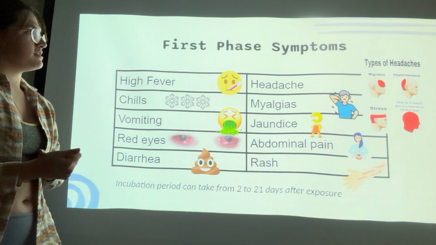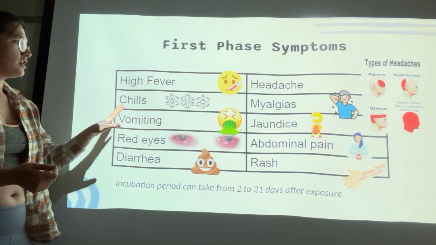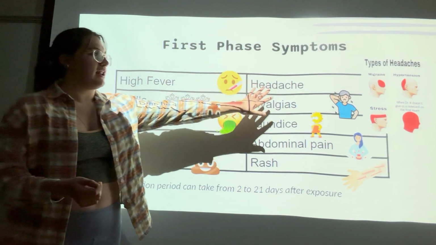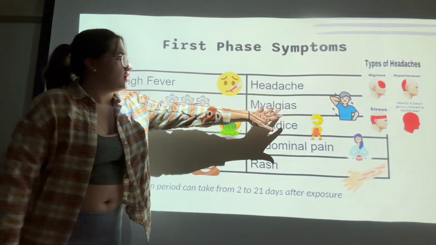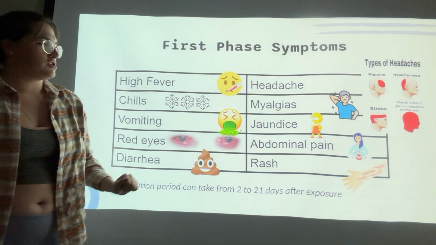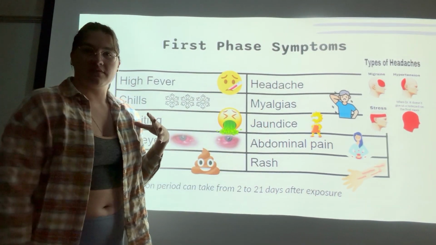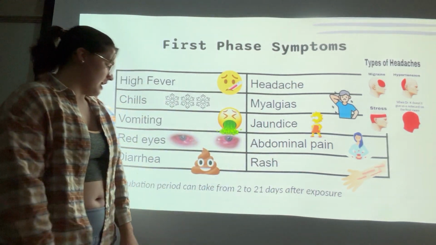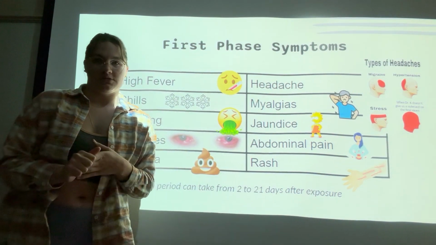So just some common symptoms of the first phase of leptospirosis. You can have high fever, chills, vomiting, red eyes, diarrhea, headache, which this picture over here shows perfectly, myalgias, which is just like muscle aches, jaundice, which is yellowing of the skin and eyes, abdominal pain, and a rash. And the incubation period can take from 2 to 21 days after exposure.